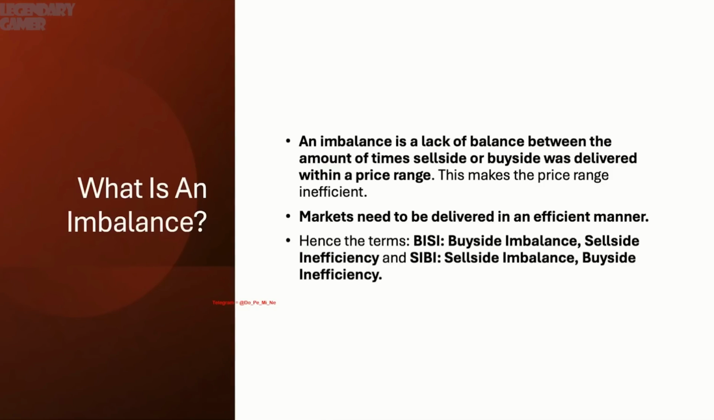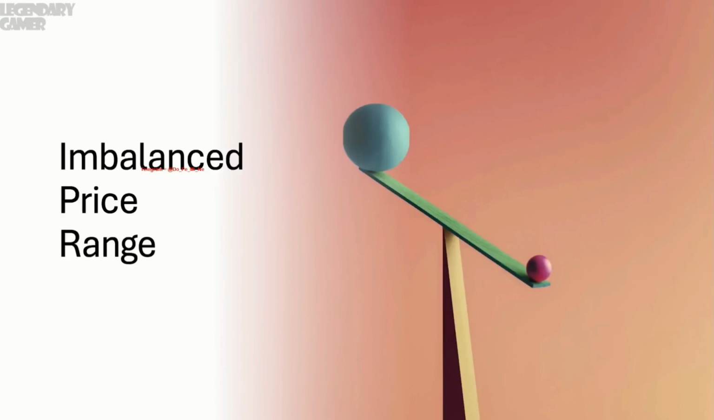Hence the terms BC, buy-side imbalance, sell-side inefficiency, and CB, sell-side imbalance, buy-side inefficiency. In order to visually represent an imbalanced price range, I'm going to make use of the following image. I want you to see how this seesaw right here contains two balls. A big ball right here and a small ball. What you need to understand is that the small ball is heavier than the big ball, and therefore the small ball is of course lower whilst the big ball is being sent into the sky.